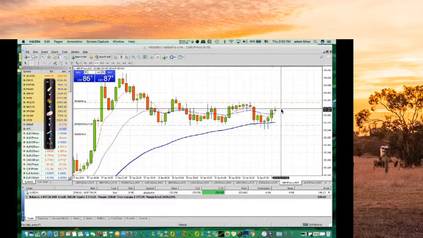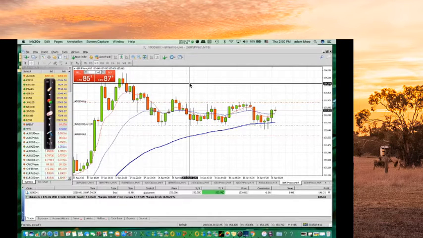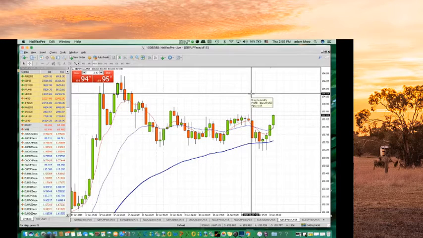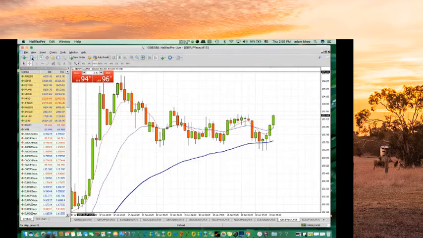Alright, so that's how you place an order for trading a range. My trade just hit the target profit. As you can see, once it hits the target profit, the lines are gone.